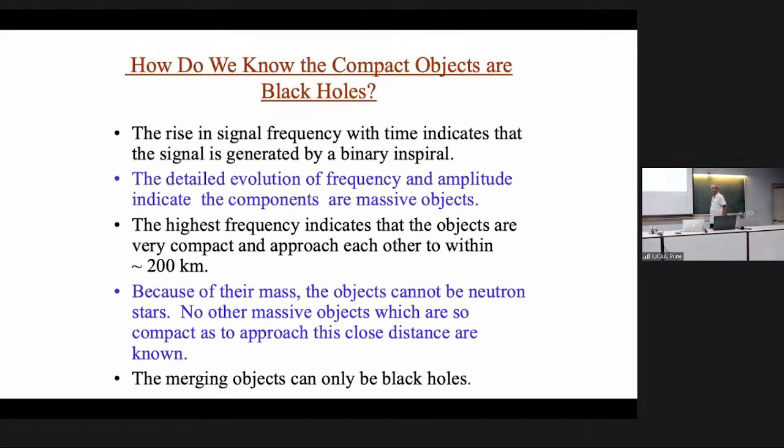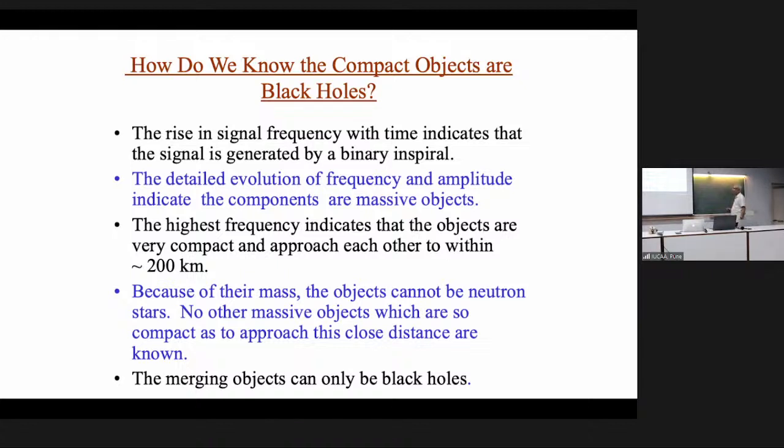Then how do we know that it's a black hole? I've always told you that when you look at X-ray binaries, for example, you know that it's a compact object and you know that it has a certain mass, but you can't always say that it's a black hole. But here it is completely different. I already mentioned the rise in signal frequency, because the frequency was increasing. That indicates that the signal is generated by a binary in a spiral, because if it were a stable binary, you would get the same frequency. And the detailed evolution of frequency and amplitude indicates that it's a massive object, because it comes out of the theory, out of the model.